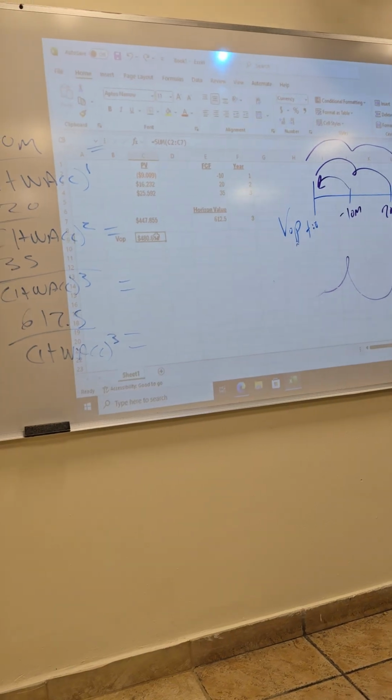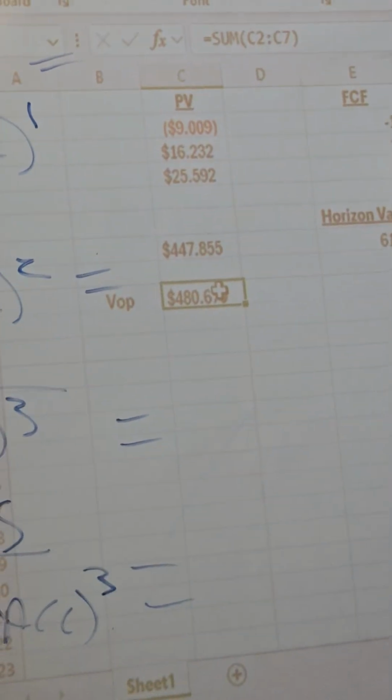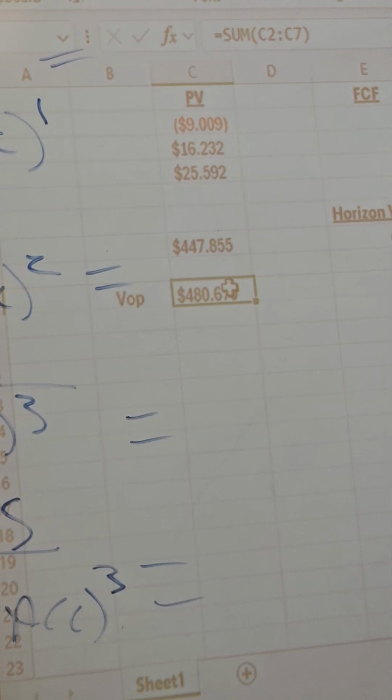I got it. You got it? I got 447. No, that's right, that's for the horizon value. That's correct. But now you have to add in the present value of the other 3 cash flows. So the answer is 480.67 million. All right.